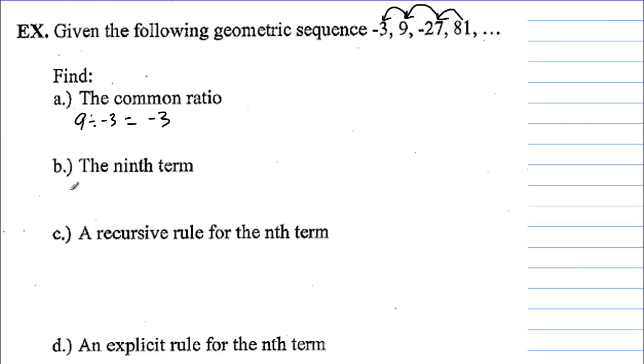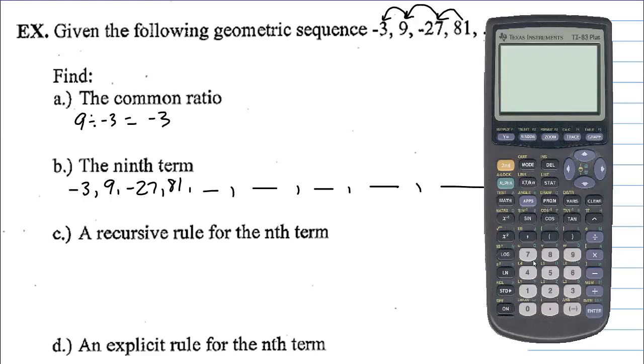The 9th term. We have -3, 9, -27, 81. That's the 4th, 5th, 6th, 7th, 8th, and 9th. We're going to have to multiply by -3 several times. Let's grab a calculator for this. I don't really want to keep multiplying without a calculator. 81 times -3. Oh, well, that's -243.